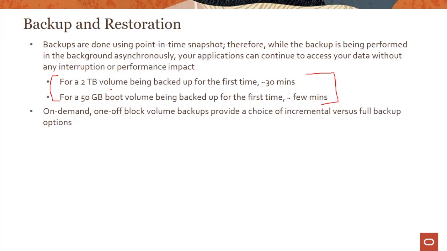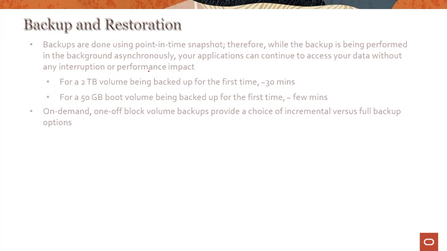There are two kinds of backups you can do, right? There is an on-demand one-off volume backup, or you could do policy-based backups. For on-demand one-off backups, you get two options. One is incremental, where you do a backup at different point-in-time snapshot periods, and then you do the next one incrementally over the previous one. Or you could just do a full backup. You don't care about the previous backup, you just do a full. So that's on-demand one-off volume backup.